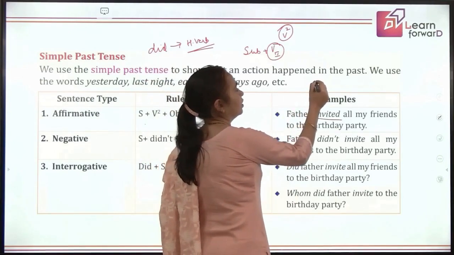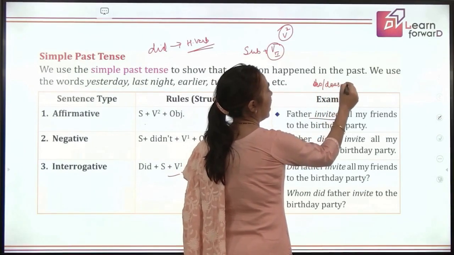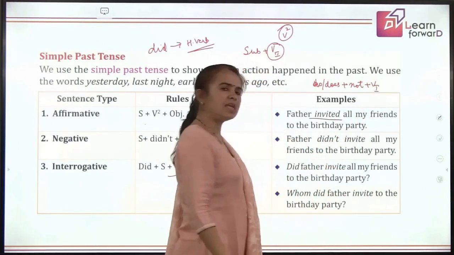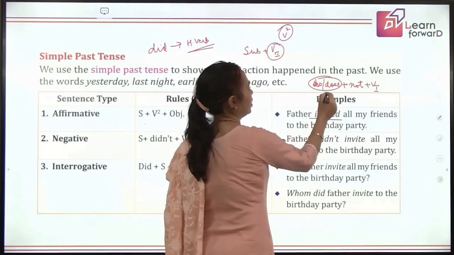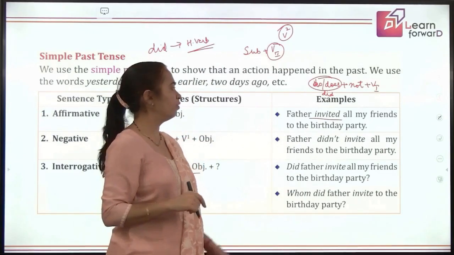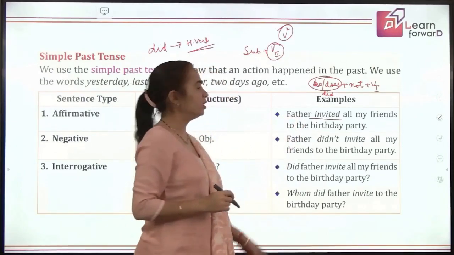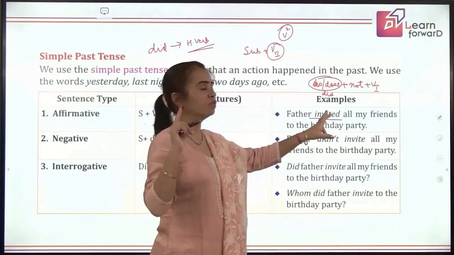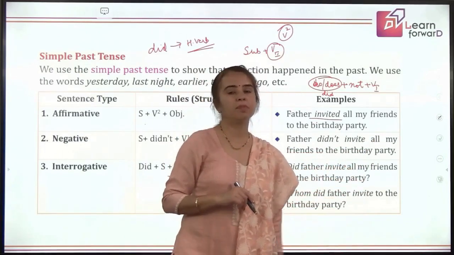Yes. Now do you remember what was the formation in negative sentences in present tense? It was do, does, and then not, and then the first form of verb. Same formation. The only difference is now, because your tense is past, so in place of do, does, you will write did not. With that, you will use the first form of verb. You will not use second form again. So what will be this in negative sentence? Father did not. Change this to the root form, the first form, which is invite. Father did not invite all my friends to the birthday party.